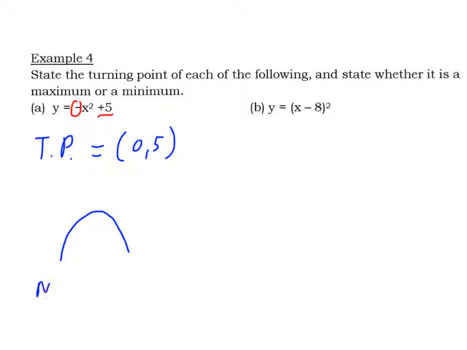And we call this a maximum because the turning point, which is here, the bit where the graph turns around, is like the top of a hill. So it's called a maximum.